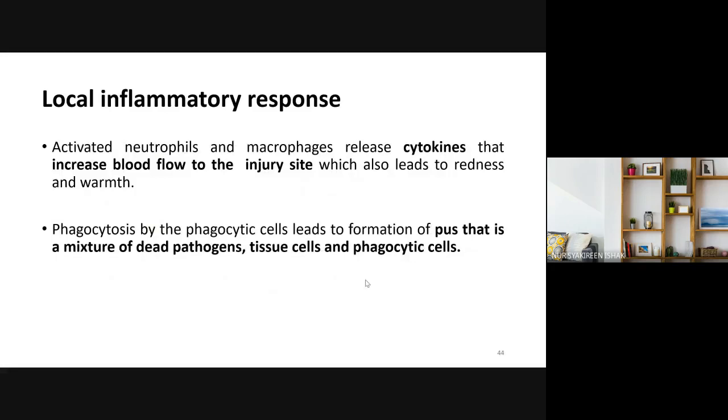Okay, so activated neutrophils and macrophage release this molecule which is cytokine. Okay, so cytokine will increase blood flow to the injury site, which also leads to redness and warmth. Okay, so ada dua molekul lah ni tadi. Satu histamine. Okay, histamine by mast cell. So histamine tadi dia buat apa? Vasodilation and increase permeability of blood capillaries. Okay. Second, bila increase permeability, apa yang akan keluar? Neutrophil, monocyte. Monocyte akan mature jadi macrophage.